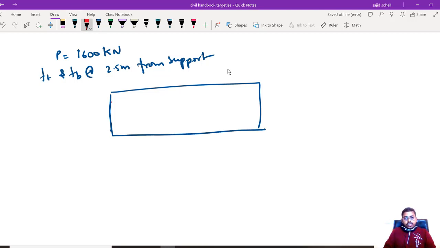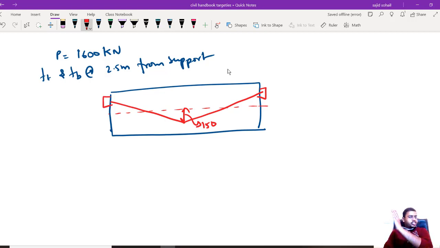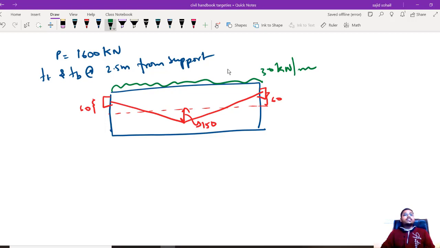Here my pre-stressing is something like this. At the center, if you are drawing a line, the neutral axis, it is 150, and here the eccentricity at the extreme fiber is 60. This is 60. Now comes the very important part. What is the loading given in that question? The loading was 30 kilonewton per meter, which is UDL, and there was a point load of 250 kilonewton. And he has given the total length as 6 meters. So obviously to the center it is 3 meters and 3 meters.